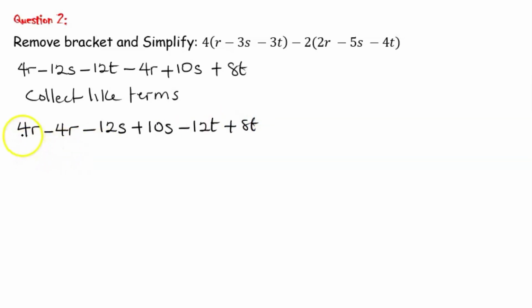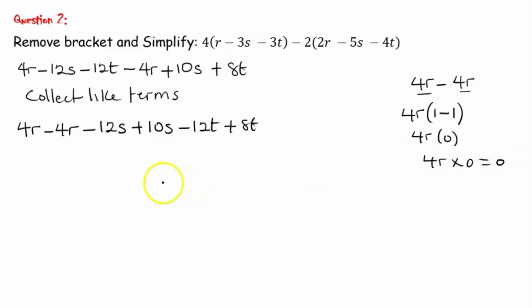Okay, so this is 4r minus 4r. What's that going to give us? That's 0, right? You can see obviously what is common to them is 4r, right? So if I bring out 4r as the factor, if I divide this one by 4r, I'm going to have 1. Divide this one by 4r, I'm going to have 1. So I'm having 4r times 1 minus 1, which is 0. And 4r multiplied by 0 is going to give you 0. So these two actually became 0.